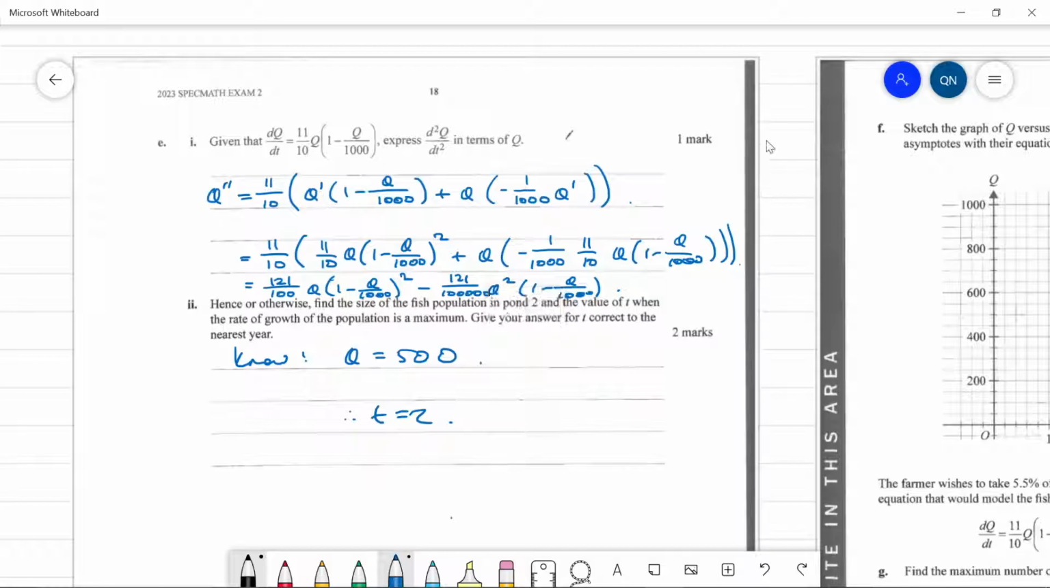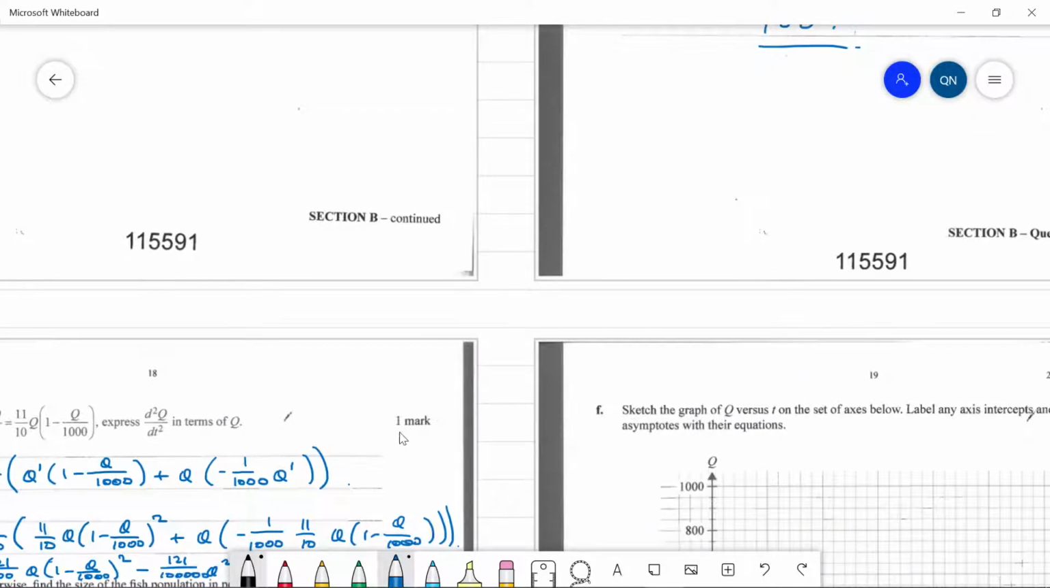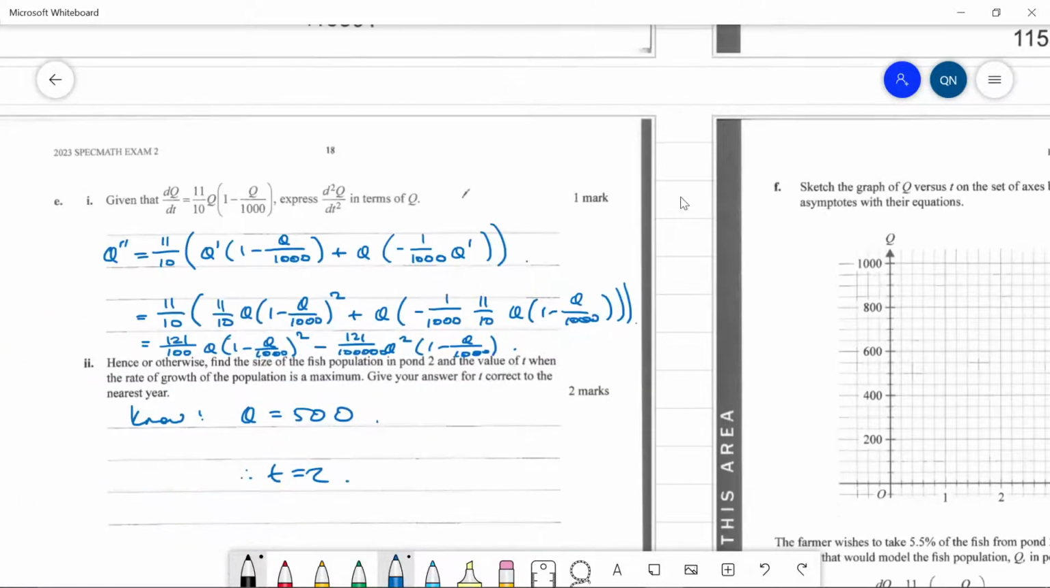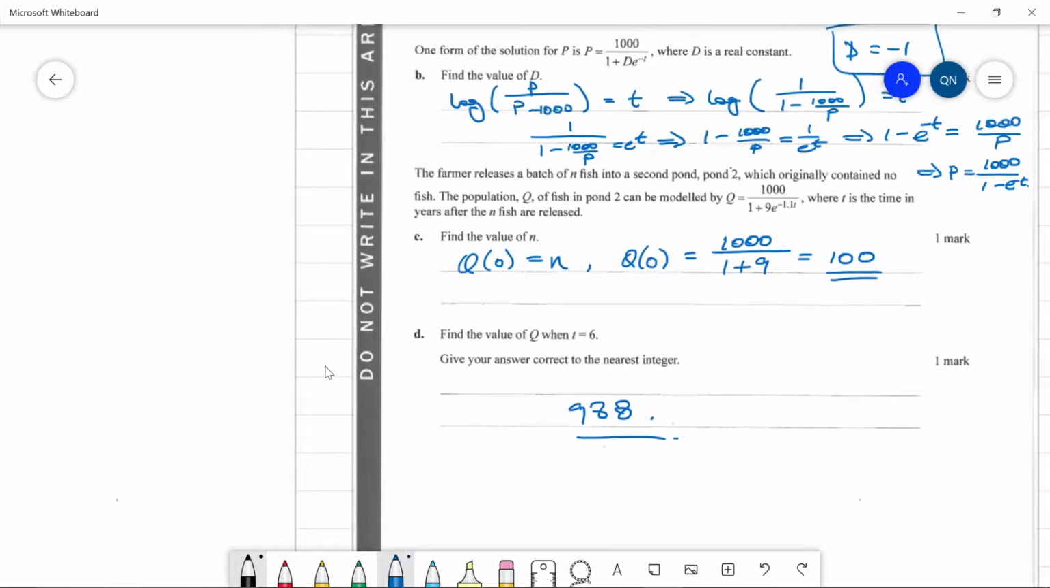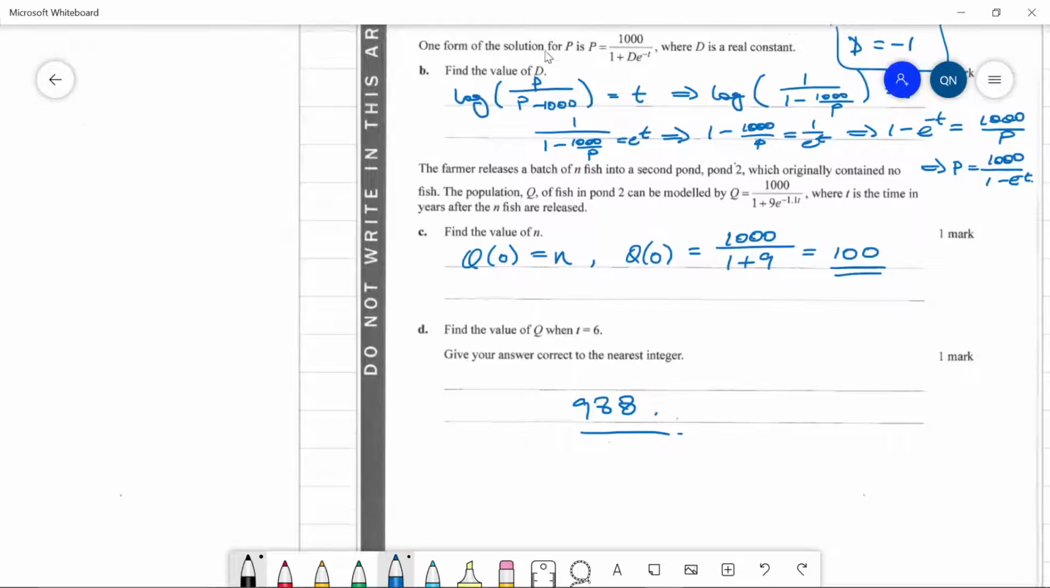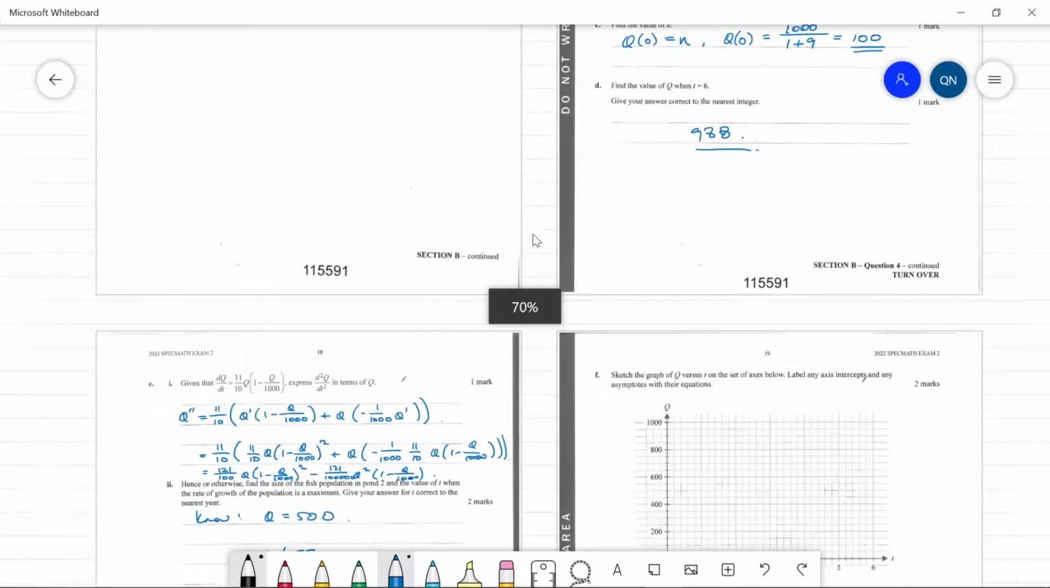T is in years, right? I think so. Is t in years? Value of t, what did it say before? Yeah, t is a time in years. All right. So it looks like that's that part.